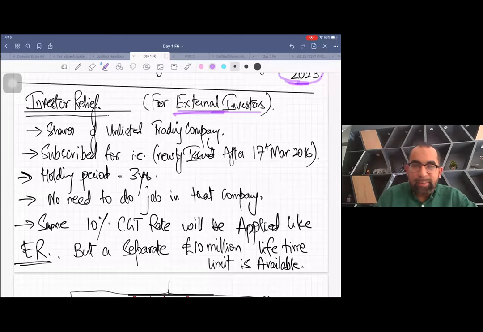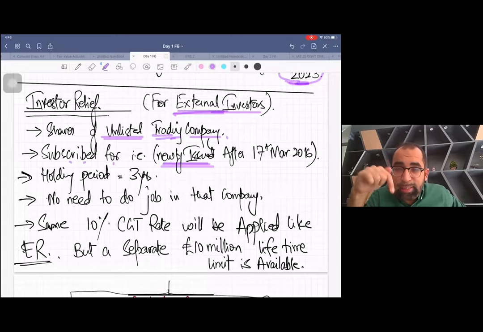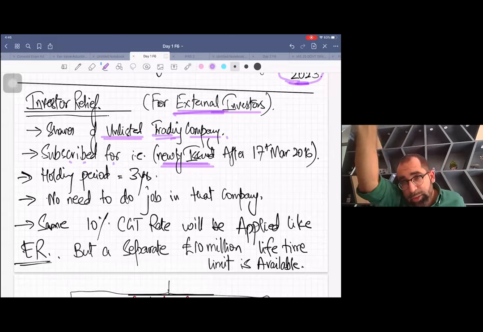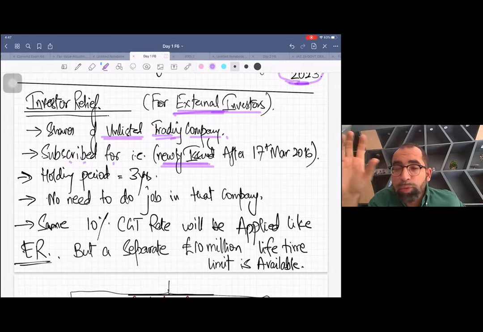But now see here. The first condition, if you want to claim investor relief, is that you have made an investment in an unlisted trading company. Newly issued. Now, in the case of investor relief, you can't buy the shares from the market or the stock exchange. You have to subscribe directly from the company. When a company issues shares the first time, we call it an IPO or something. So you have to subscribe to shares directly from the company.